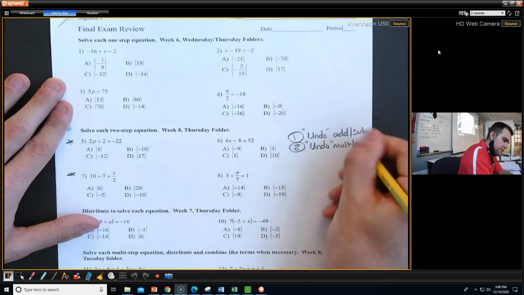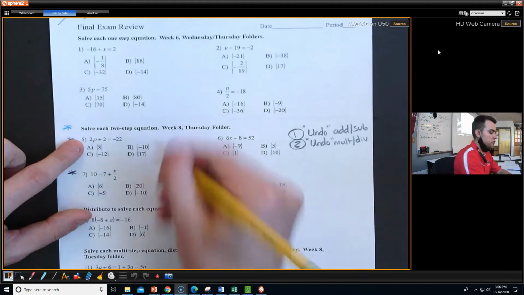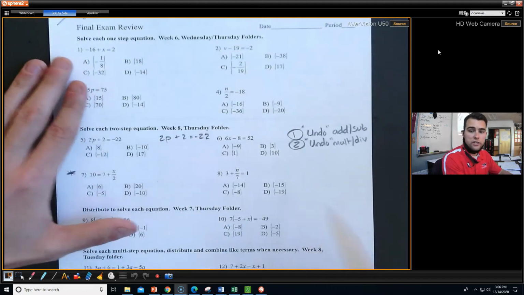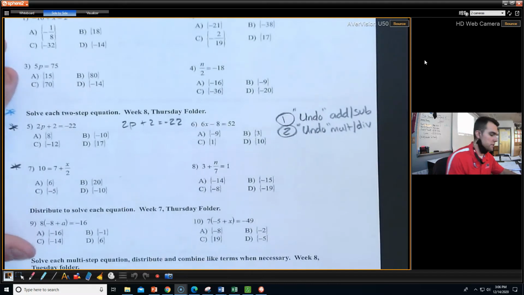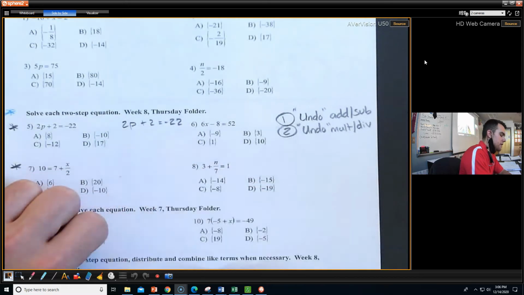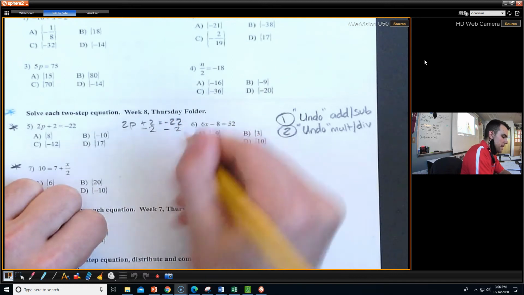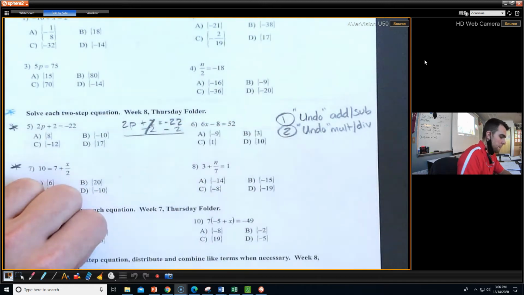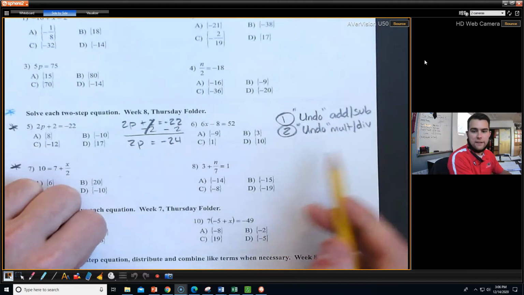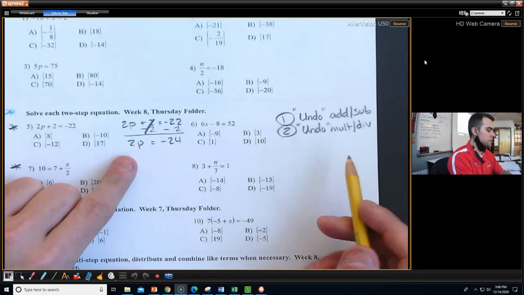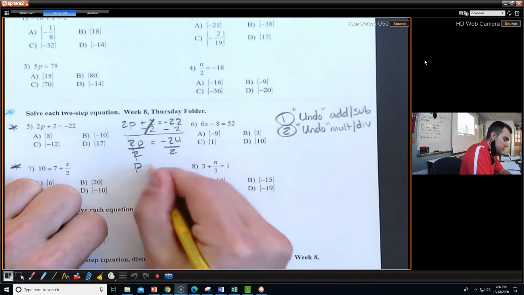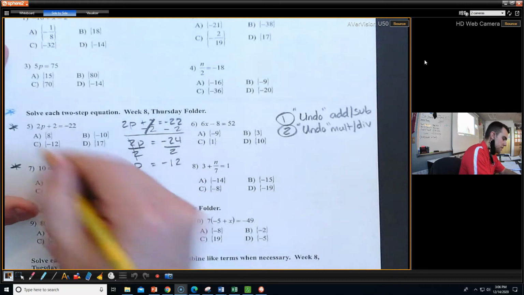So let's see what this looks like with some examples. Let's look at number 5. I have 2p plus 2 equals negative 22. I'm going to undo my addition, subtraction first. So if I'm getting p by itself, I need to undo the plus 2. So I need to do the opposite. I have to subtract 2 from both sides. And then I end up getting 2p equals negative 24. Then finally I have to undo multiplication, division. To undo the times 2, I divide by 2 on both sides. So I get p equals negative 12. So my answer is C.